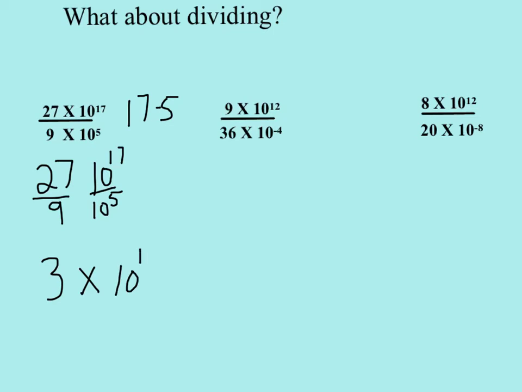So I get 10 to the 12th. 17 minus 5 is 12, 10 to the 12th. Here's my answer. So this one's already in scientific notation. This is between 1 and 10, and the rest is all set.